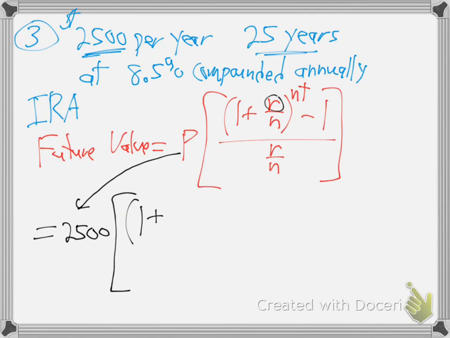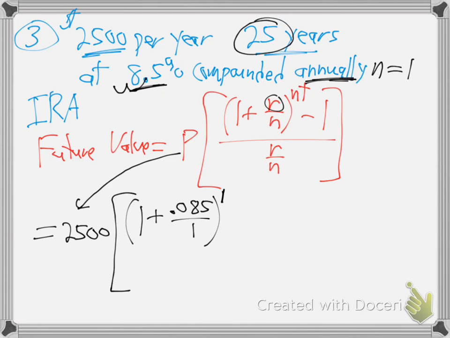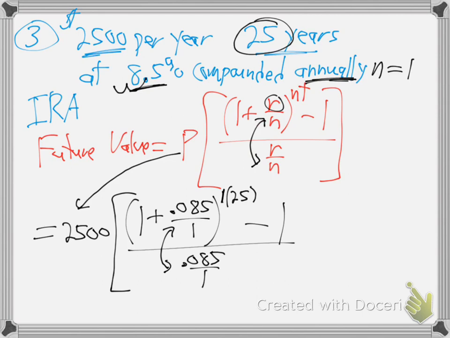1 plus, now what's the interest rate? 0.085. Move it 2 places back, like yesterday, 0.085 over N. What's N? Annually? N is just 1. And remember, N ends up here also. Time? 25 years, right? Minus 1 all over. And this is the same. These two guys will always be the same. See how they're the same in the formula? It's always R over N, R over N.